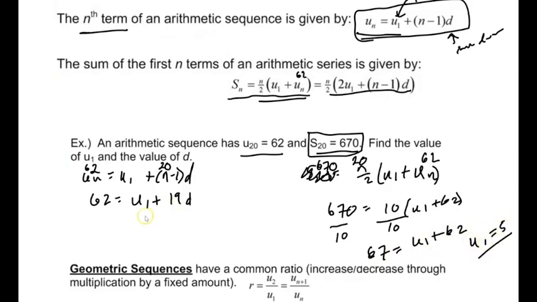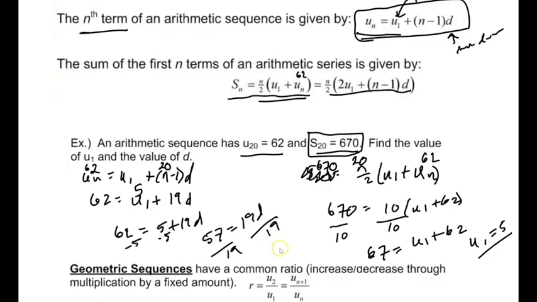I have u1, go back here, plug it in, do a little mathematics, subtract 5, and I get 57 equals 19d, divide by 19, and you get d equals 3. My common difference is 3, my first term is 5. Arithmetic sequences. All about adding and subtracting.